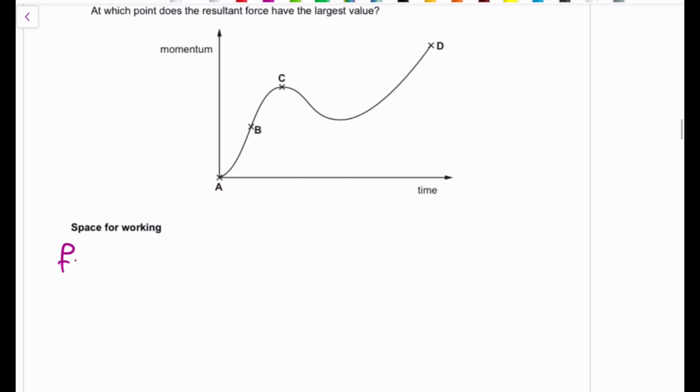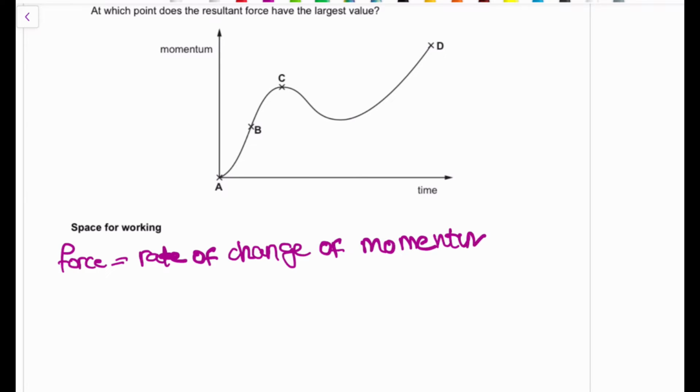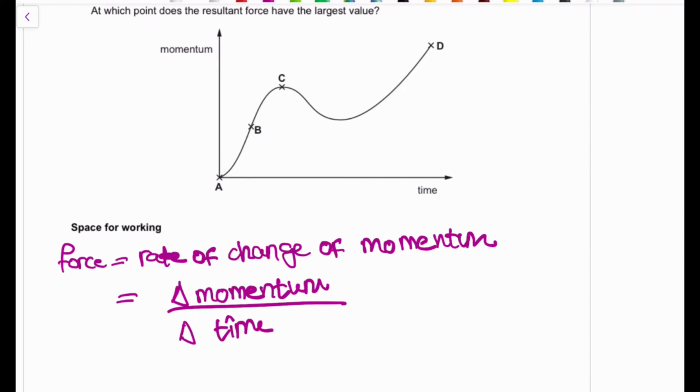So we define force. Force is defined as the rate of change of momentum. What does this mean? It means that we have a change in momentum divided by a change in time. The time changes, the momentum changes. Big deal, right?